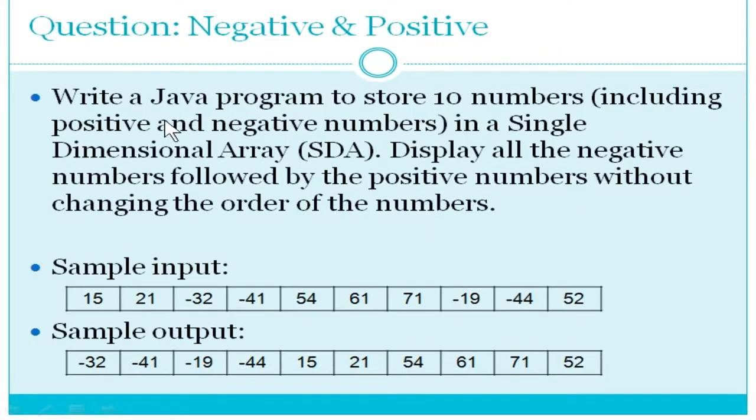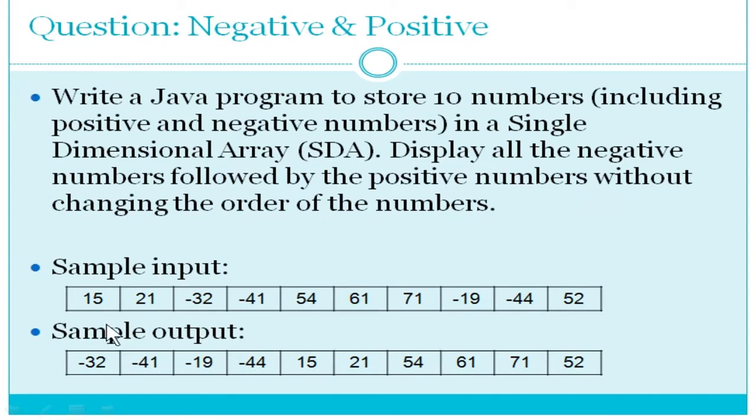The first program is negative and positive. Write a Java program to store 10 numbers including positive and negative numbers in a single dimensional array, popularly called as SDA. So you are going to store 10 numbers in a single dimensional array which include both positive and negative numbers. Display all the negative numbers followed by the positive numbers without changing the order of the numbers.